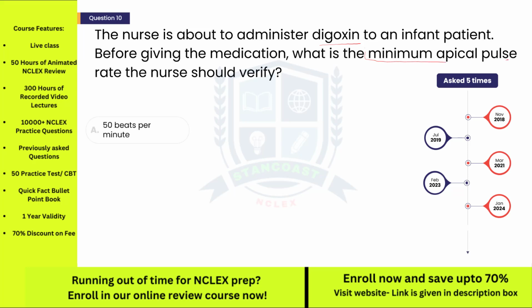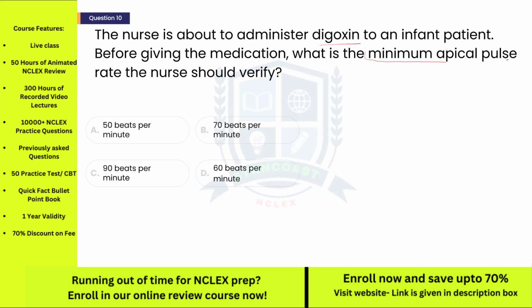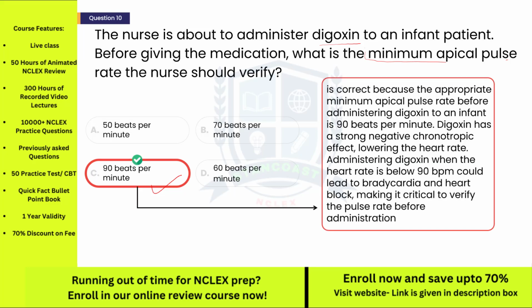A. 50 beats per minute. B. 70 beats per minute. C. 90 beats per minute. D. 60 beats per minute. The correct answer is C. 90 beats per minute. C is correct because the appropriate minimum apical pulse rate before administering digoxin to an infant is 90 beats per minute.